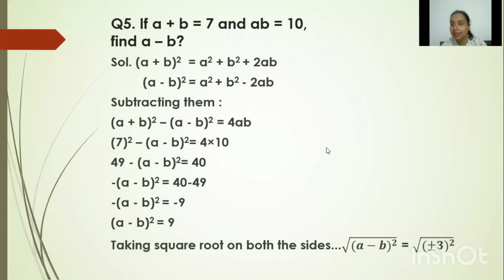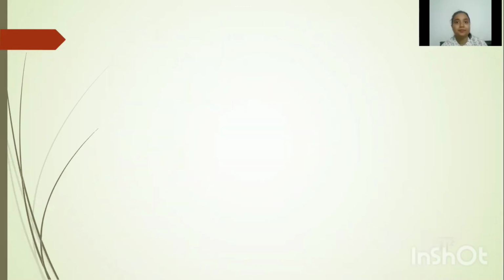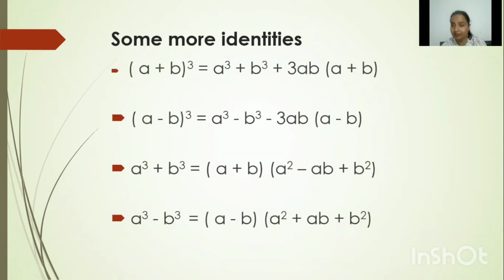Let's see the next thing. More identities, right? Okay, so here I have taken all the cubic ones. See, (a plus b) whole cube equals a cube plus b cube plus 3ab(a plus b). Similarly, for (a minus b) whole cube, only the sign difference. See, everywhere minus, minus, and minus. So if you can remember one, you can find out the other one as well. Just need to change a minus sign.